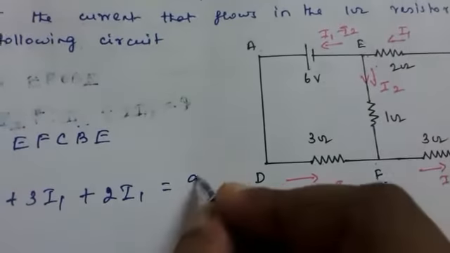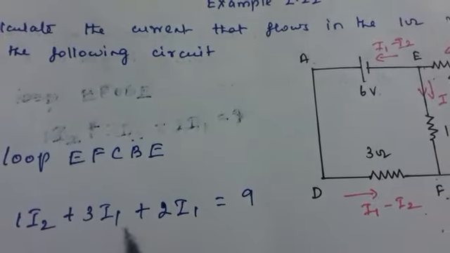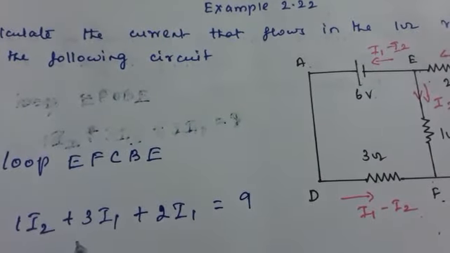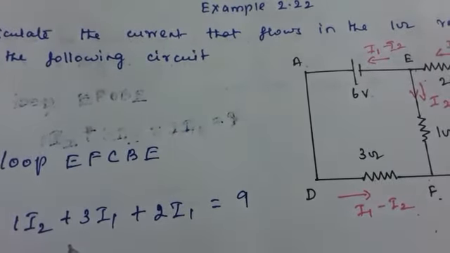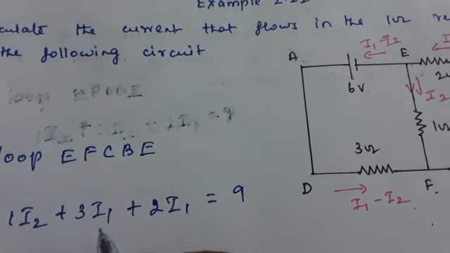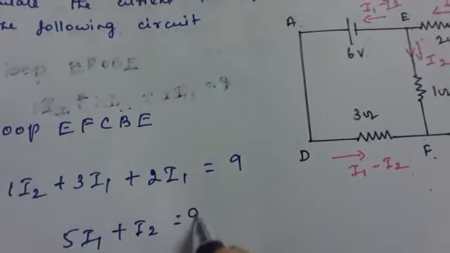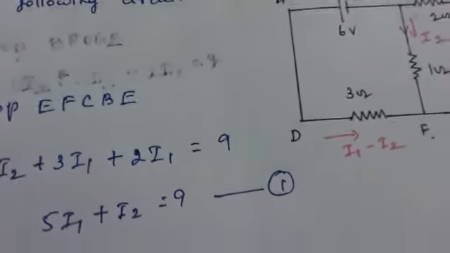So what is the total EMF in the circuit? Here it is 9. So what you can write here? I1 and I1 we can add, so it is 3 plus 2, 5. 5 I1 plus I2 is equal to 9. I am going to take this as equation number 1.